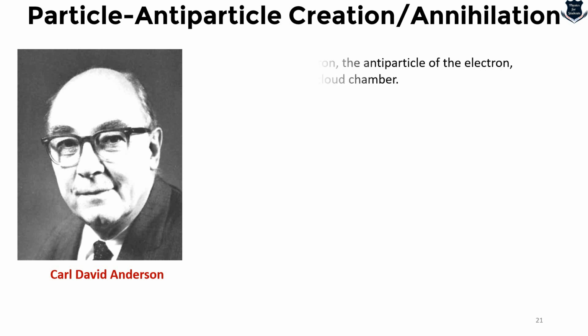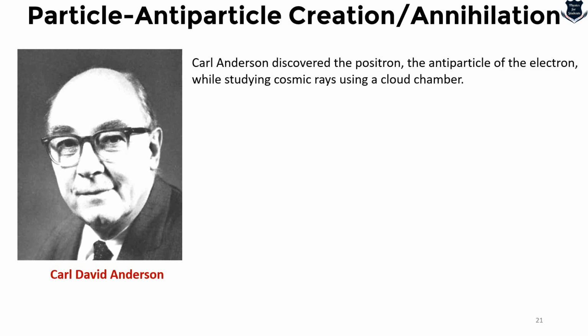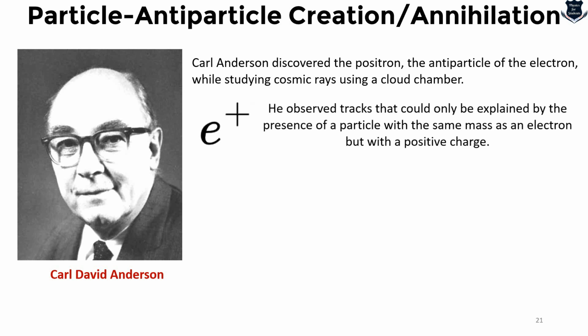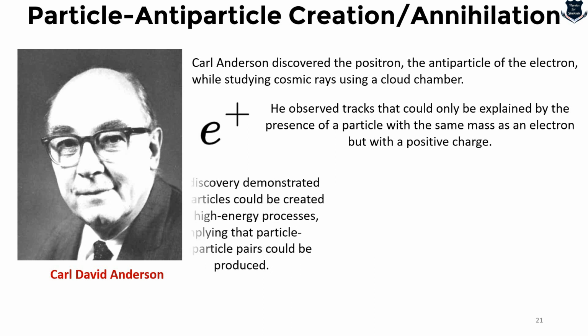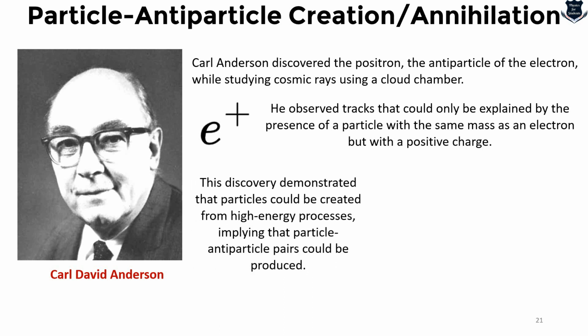Now Carl David Anderson had already discovered the positron, the antiparticle of the electron, while studying cosmic rays in the cloud chamber. He observed tracks that could only be explained by the presence of a particle with the same mass as an electron but a positive charge, so e+. This discovery demonstrated that particles could be created, although not only this one, we will look into the other ways of particle creation, implying that particle-antiparticle pairs could be produced.